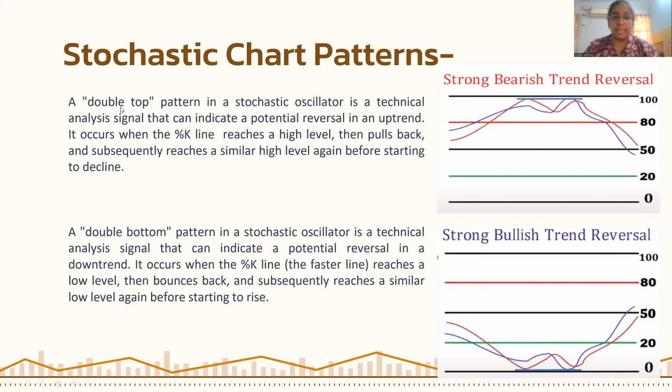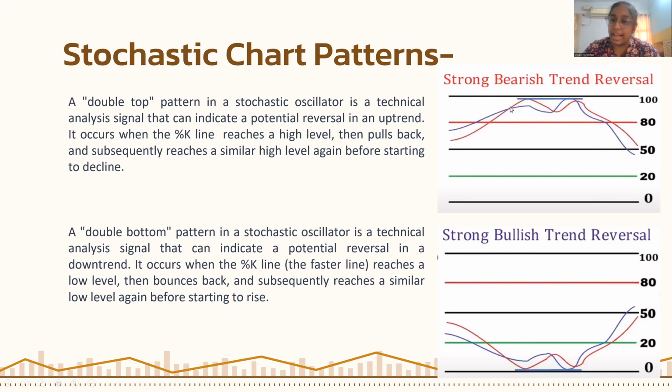A double top pattern in a stochastic oscillator is a technical analysis signal that can indicate a potential reversal in an uptrend. It occurs when the %K line reaches a high level, then pulls back and then again reaches a similar high level before starting to decline. It resembles the alphabetical letter M. One can see in this strong bearish trend a double top.